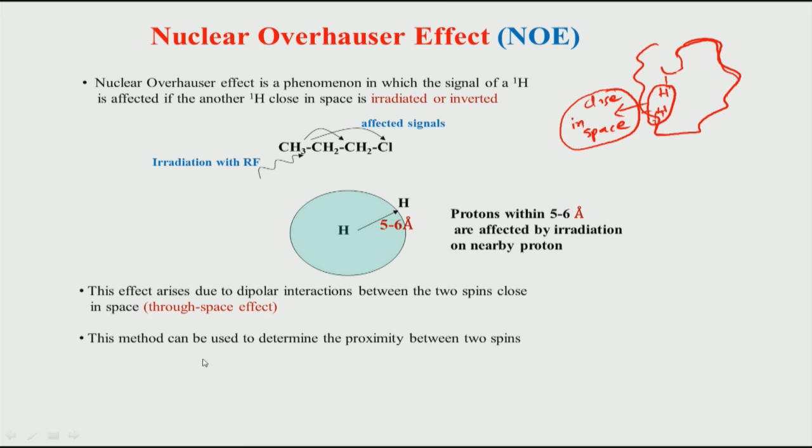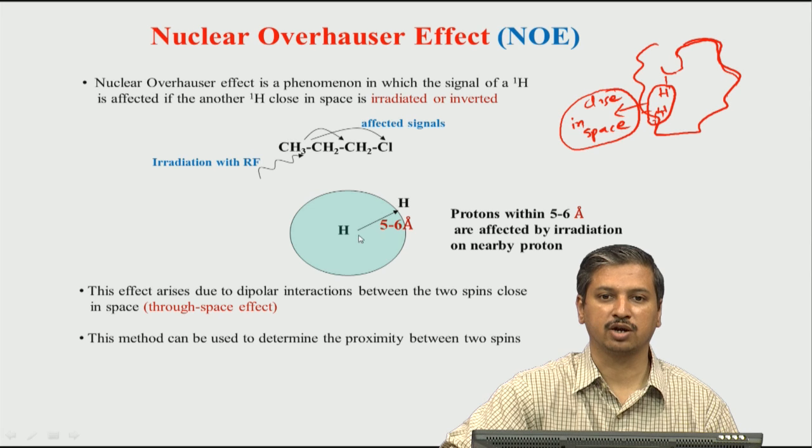Okay. And this method, so now if you see here, if I irradiate this hydrogen, I am affecting the signal intensity of this hydrogen. Remember, in NMR, signal intensity all comes from the population difference. So, if I change the population of one hydrogen, the intensity of that hydrogen is affected because its population has changed. Okay. Therefore, the intensity of the signal is what is monitored to get the information on the interaction.